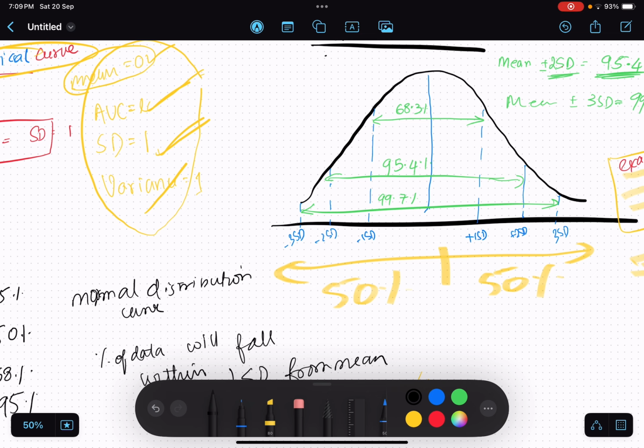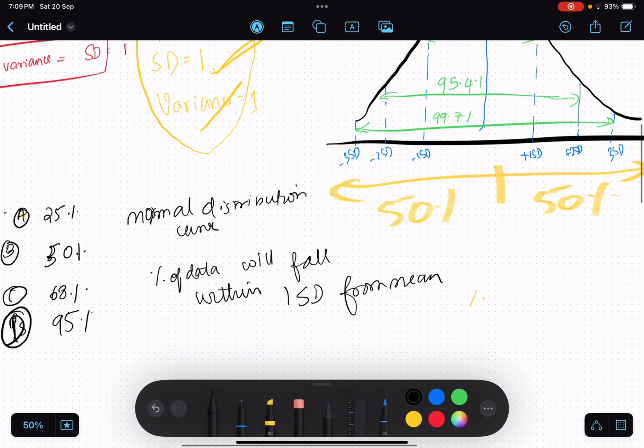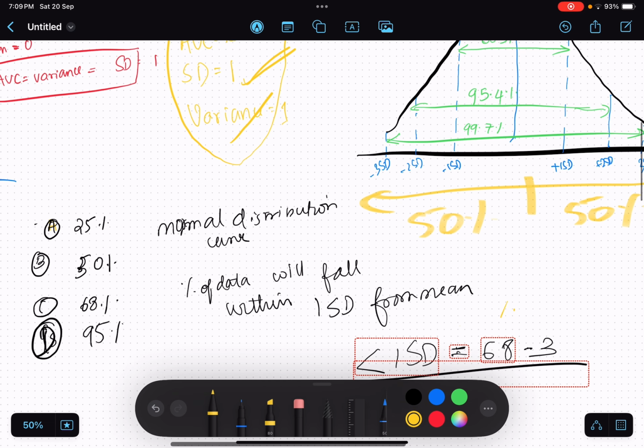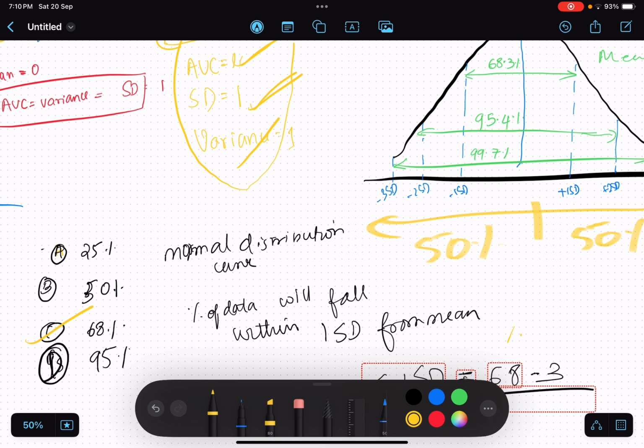So within one standard deviation means, what is the one standard deviation value, students? It is 68.3. So if I am talking within one standard deviation, the answer should be 68.3, that is 68. Any doubts in this?